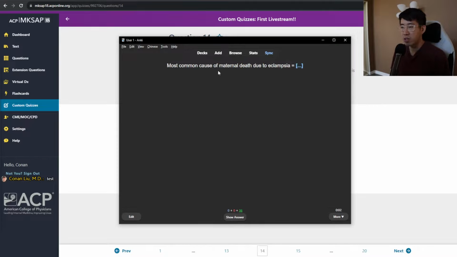Most common cause of maternal death due to eclampsia is seizures or intracerebral hemorrhage. So I'll mark again for that. There's more OB questions that aren't as relevant to me anymore, but sometimes I still like to know some of these.